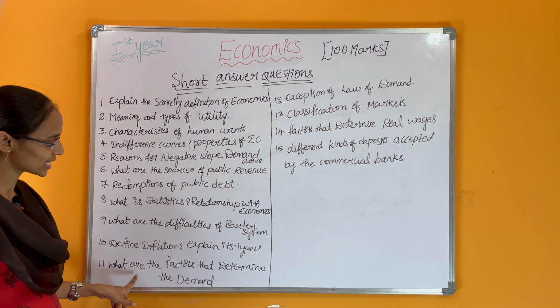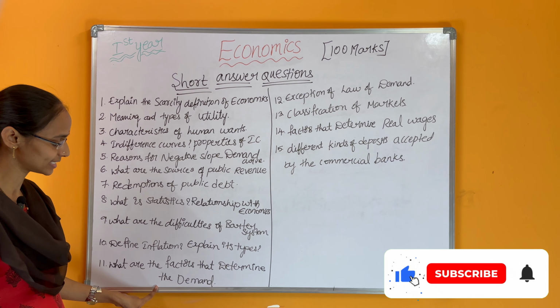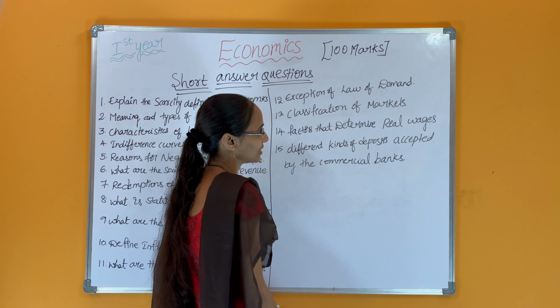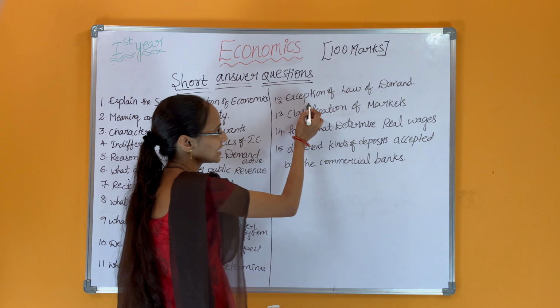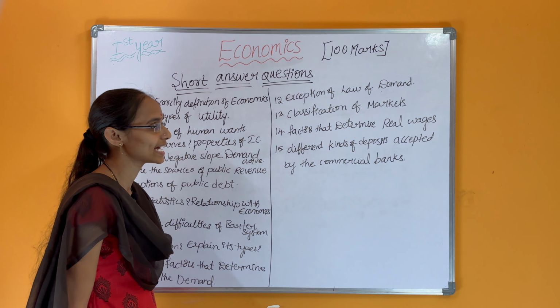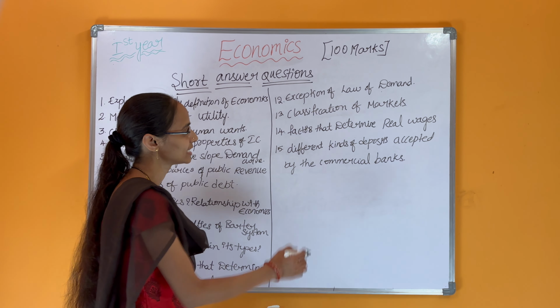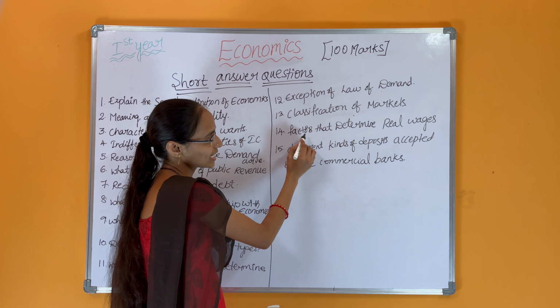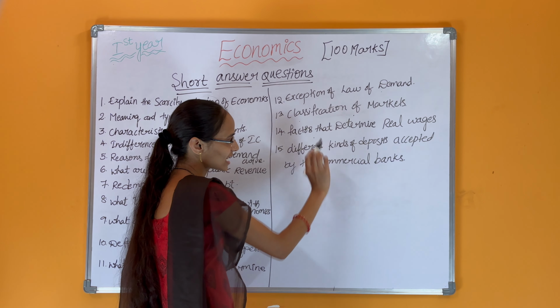Next is what are the factors that determine the demand. Next is what are the exemptions of law of demand, what is the meaning of demand. The next is you have to write what are the exemptions of law of demand. Next is classification of markets. Next is what are the factors that determine real wages.